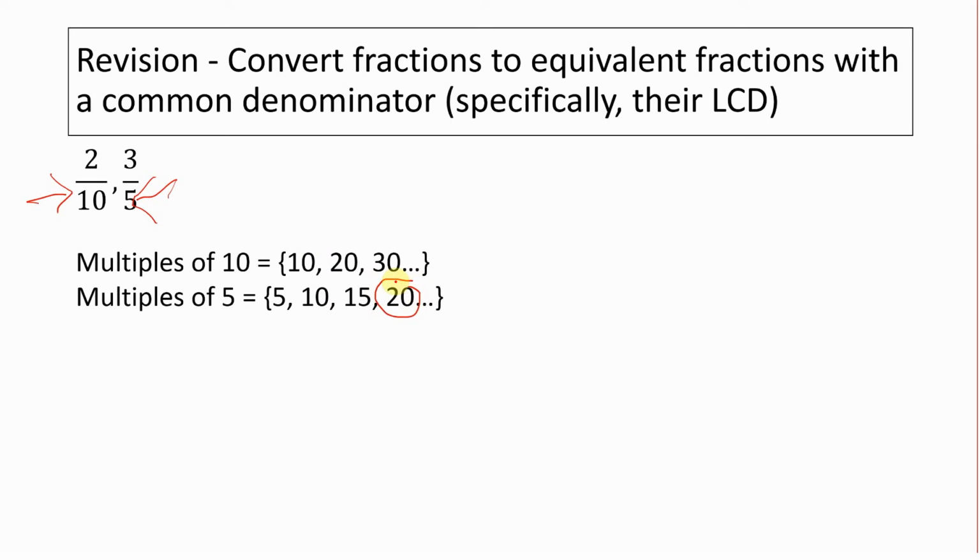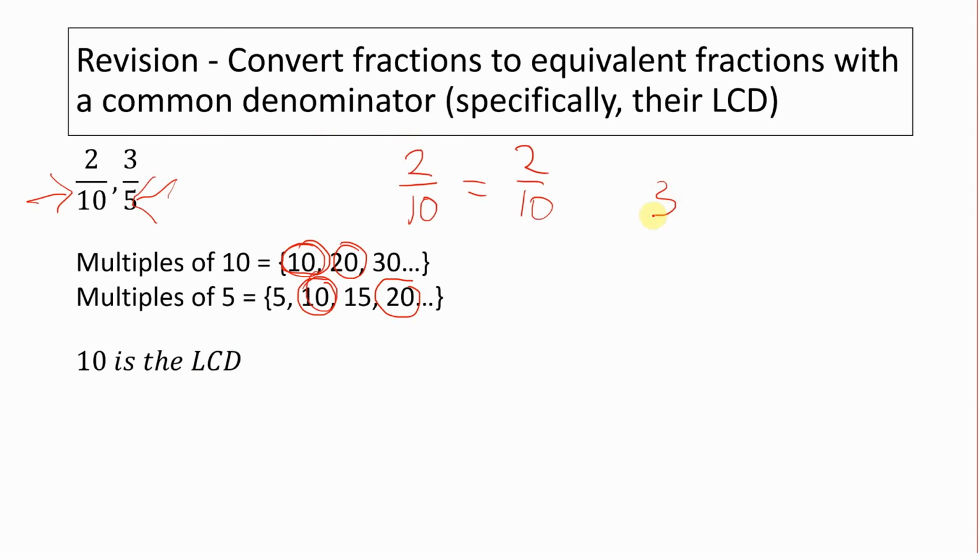You can see that 20 is in both of these sets, but there's another number in both of them that's smaller, and that's 10. So you find the smallest number in both those sets, and that is going to be your LCD. So in this case, 10 is your LCD.